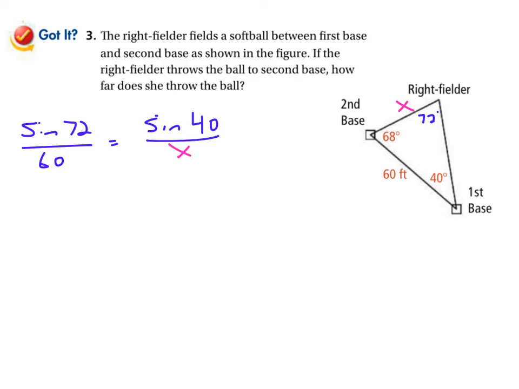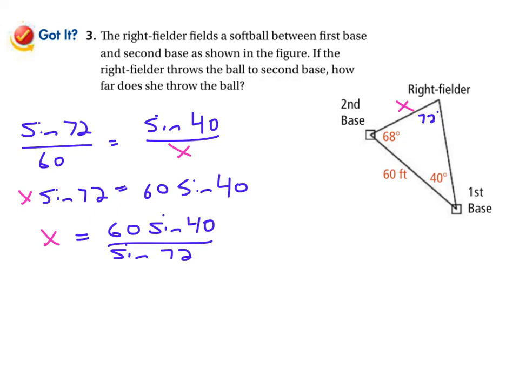Now if I multiply the diagonals, I get x times sine of 72 equals 60 times sine of 40. And then if I divide both sides by sine of 72 in order to isolate the x, you get 60 sine of 40 over sine of 72. Calculating that out and rounding to the nearest tenth, we get approximately 40.6 feet. And let's just say, for the sake of argument, that if we aren't told what to round it to, we'll always round it to the nearest tenth. And if the problem designates what to round it to, we'll round it to that.